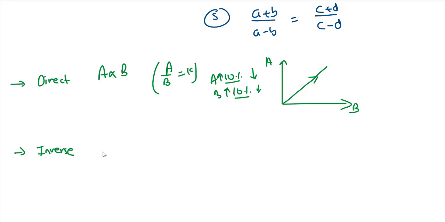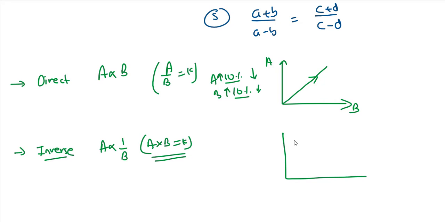Whereas in case of inverse variation, A is inversely proportional to B. So A into B, the product will be a constant. In case of direct variation, the ratio of A by B will be a constant, whereas in case of inverse proportion, the product of A and B will be a constant. So if we plot the graph of A and B, so if B is increasing, then A will decrease. So with increasing B, the value of A is decreasing.